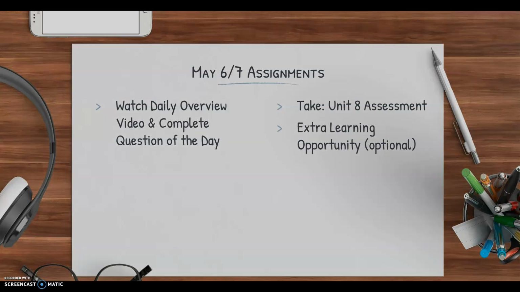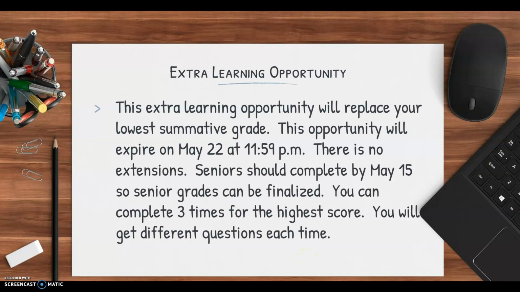The extra learning opportunity is like a test, and it's 15 questions. This extra learning opportunity will replace your lowest summative grade. This opportunity will expire on May 22nd at 11:59 p.m. There are no extensions. Seniors should complete by May 15th so senior grades can be finalized. You can complete the extra learning opportunity up to 3 times for the highest score. Basically, it's a question bank of 75 questions, and you're going to get 15 of them. So you'll get different questions each time, and I will take your highest score. If you have any questions, let me know.